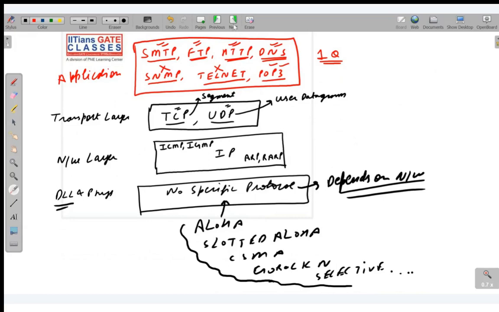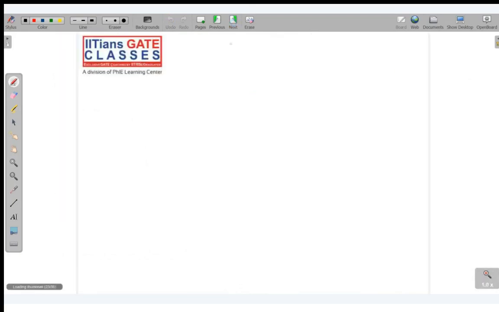First protocol, at the network layer, is IP. Forget about these; we will study them properly. Aloha, slotted Aloha and all, because it depends on the network. I will just give you an idea of these 7 protocols. So first is IP, or Internet Protocol.